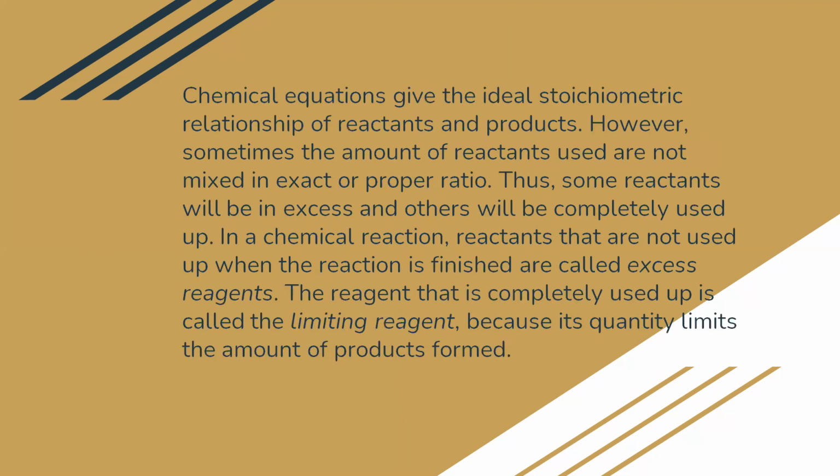Chemical equations give the ideal stoichiometric relationship of reactants and products. However, sometimes the amounts of reactants used are not mixed in the exact or proper ratio. Thus, some reactants will be in excess and others will be completely used up. In a chemical reaction, reactants that are not used up when the reaction is finished are called excess reagents. The reagent that is completely used up is called the limiting reagent because its quantity limits the amount of products formed.